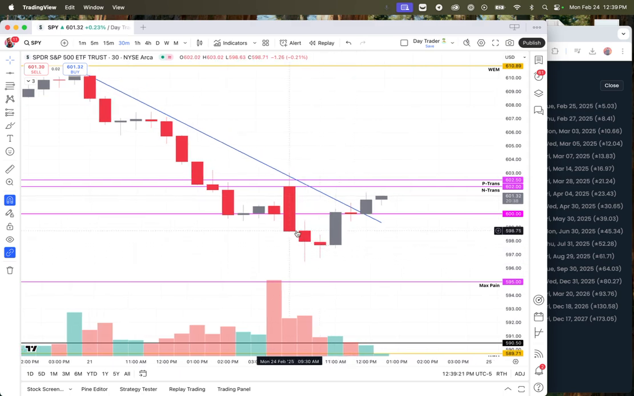And the next thing that I looked at was the bottom wick, like when are buyers stepping in?